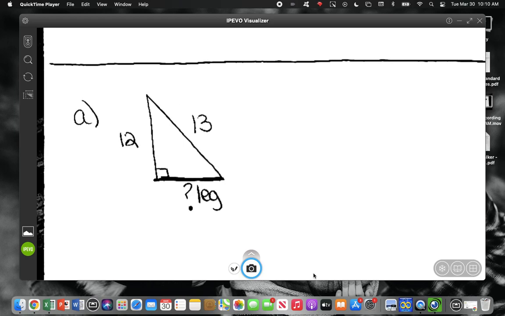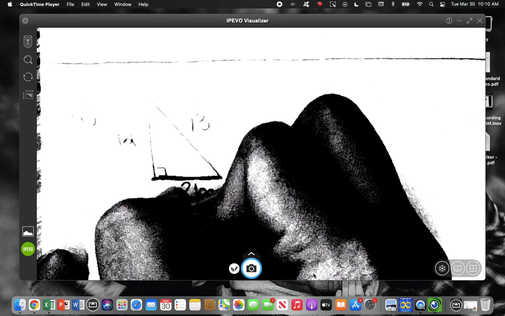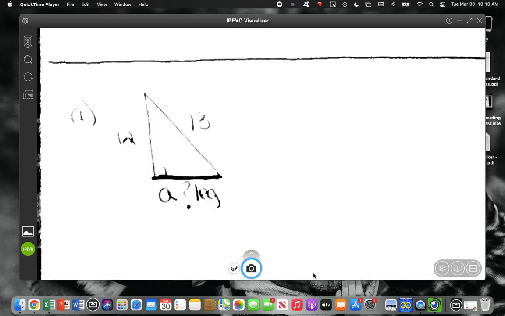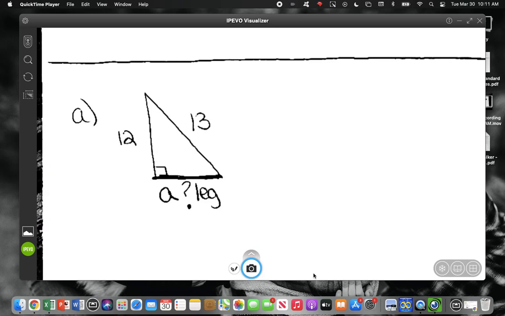So do you guys want to call this A or B? Does it matter? All right. Typically, whenever I'm solving for a leg, I always say I call it A, just because sometimes people get B's confused with sixes. Like if you don't have good handwriting, sometimes B's and sixes look alike. So I always just say my missing leg is A. You can make your missing leg B. That's totally up to you.